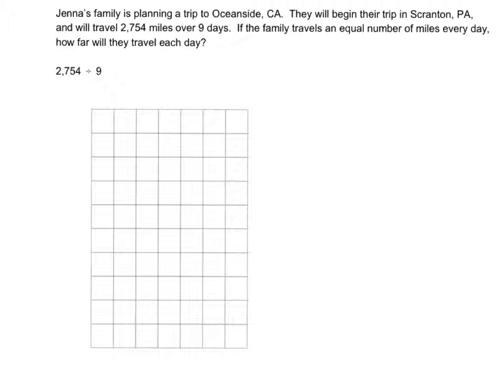So our problem is 2,754 is the dividend divided by the divisor of 9. So let's get that set up. I'm going to use the grid to help me keep things lined up. So here's my divisor, and then dividing into the dividend, 2,754. And then I'm just going to use my normal strategy for long division. 9 does not divide equally into 2, won't go at all, but it will go into 27. And that will go 3 times.